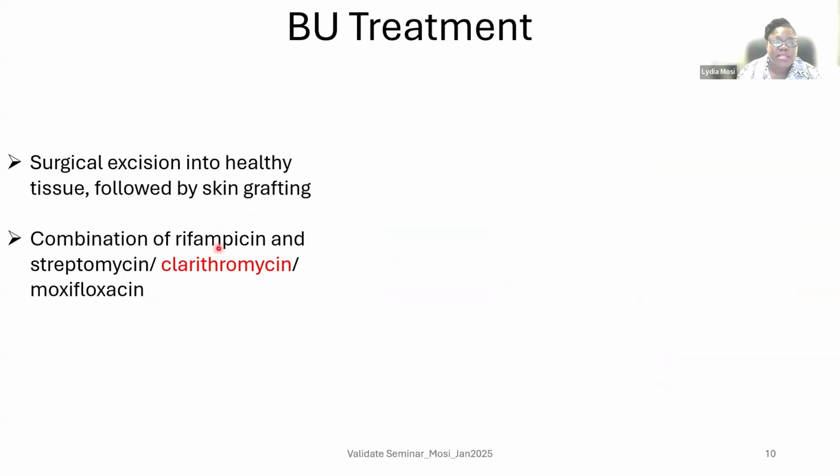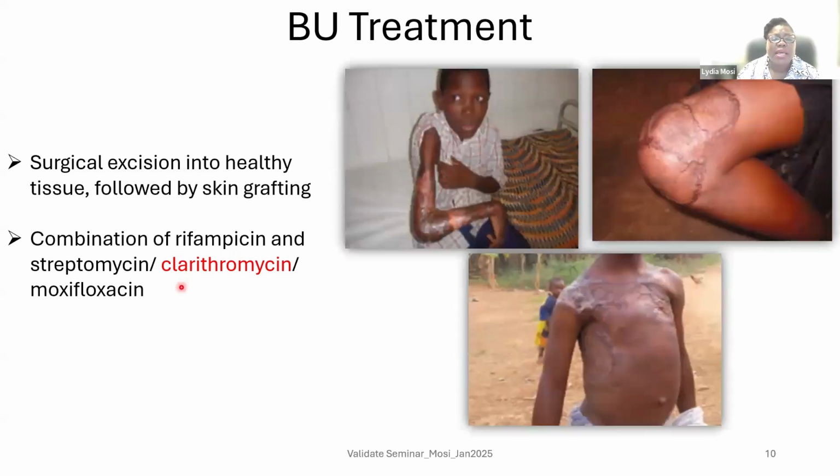Rifampicin with streptomycin or clarithromycin or moxifloxacin are all possible treatment regimens for Buruli ulcer. I must state that the durations of the antibiotic therapy are quite long, lasting about 16 weeks to clear the infection. However, one hallmark of Buruli ulcer that remains even after the lesions have resolved is the characteristic scar tissue formation that occurs in people who have been affected.